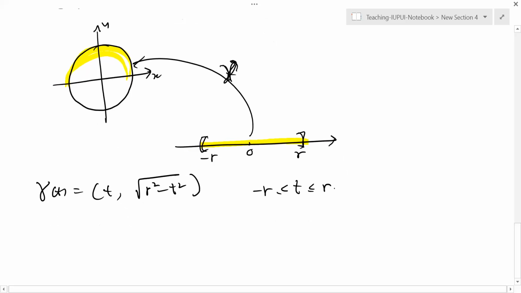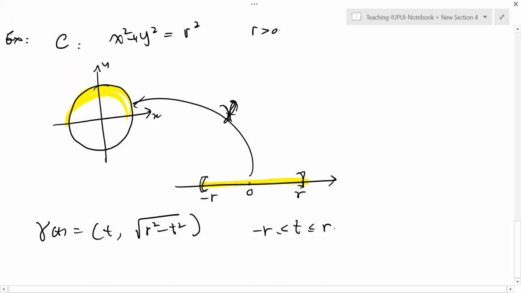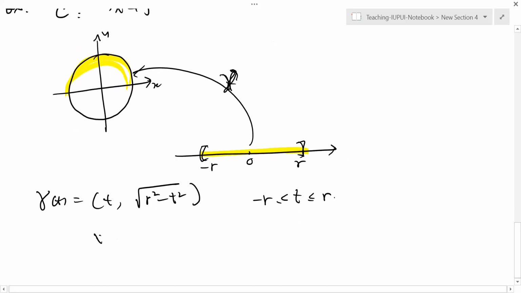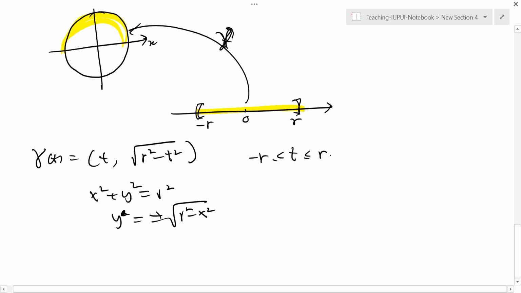Yeah, how did I get this? First of all, the question, right? How did I get it? Well, I get it in the following way. x squared plus y squared equals r squared. So y squared equals r squared minus x squared, so y equals plus or minus the square root of that. So if x equals t, y must be plus or minus the square root of r squared minus t squared, right?